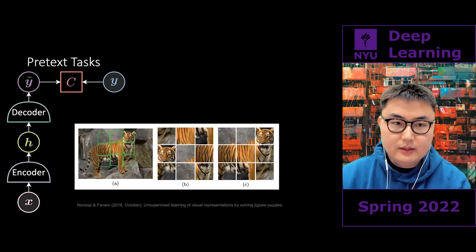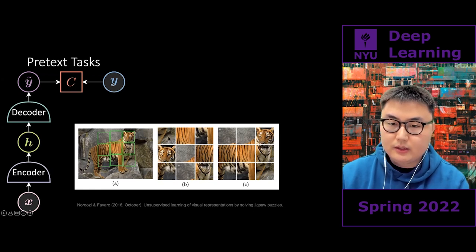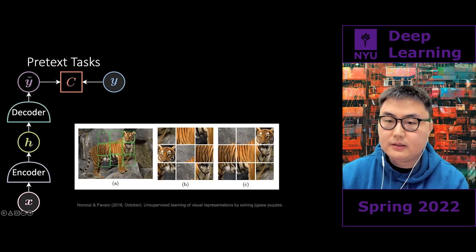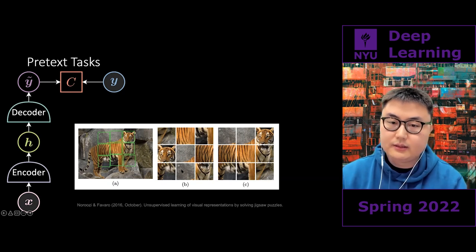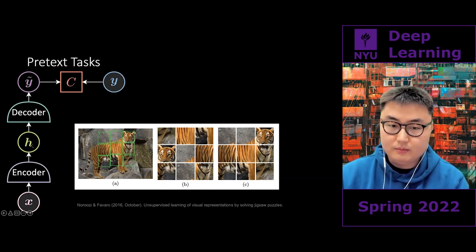Okay, so then there's another category called pretext tasks. It's almost the same: you get the image and go through the encoder, but here you figure out some smart way to generate pseudo labels. Let me give you an example. This is an image of a tiger. You pick 9 patches from the image, shuffle them, and that's your input X. The output Y is the correct way to label them. So you train your network to rearrange those patches and make sure they make sense. If the network can successfully rearrange the patches, it must mean it understands the image, so the representation means something.